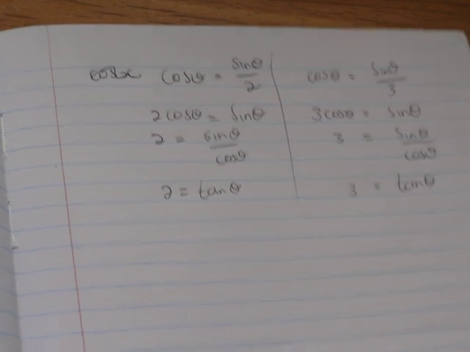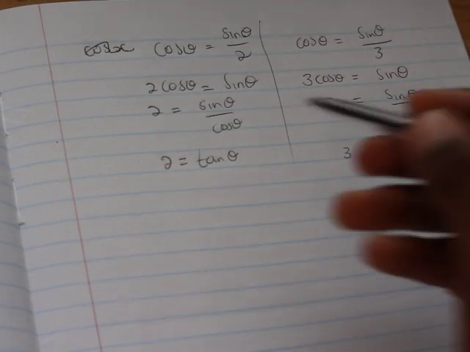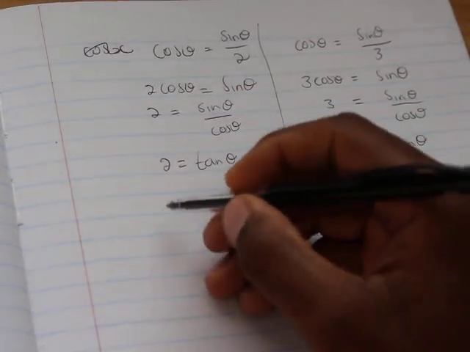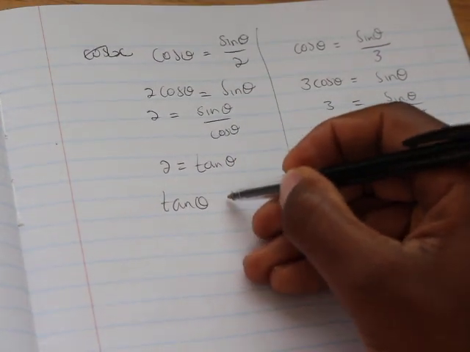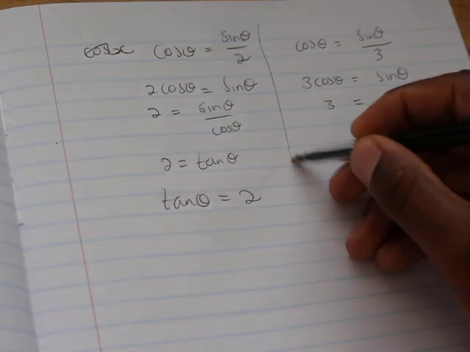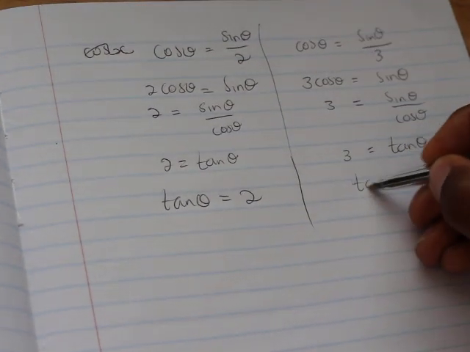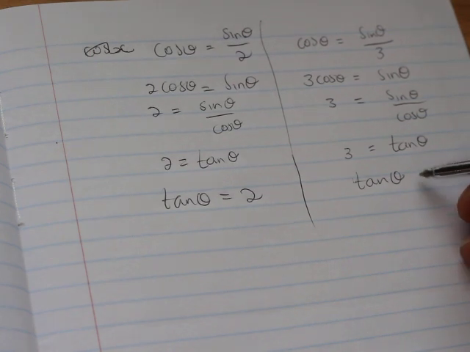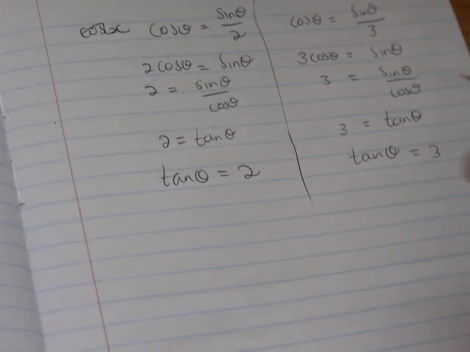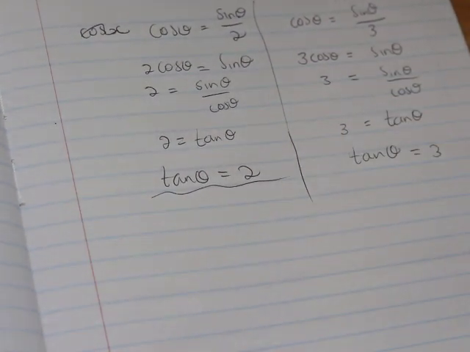Okay, so now we are very much familiar with this problem. Let me just rewrite it so that you guys can see it properly. And then this side, tangent of theta is equal to 3. How do we solve from here? How do we solve, ladies and gentlemen?